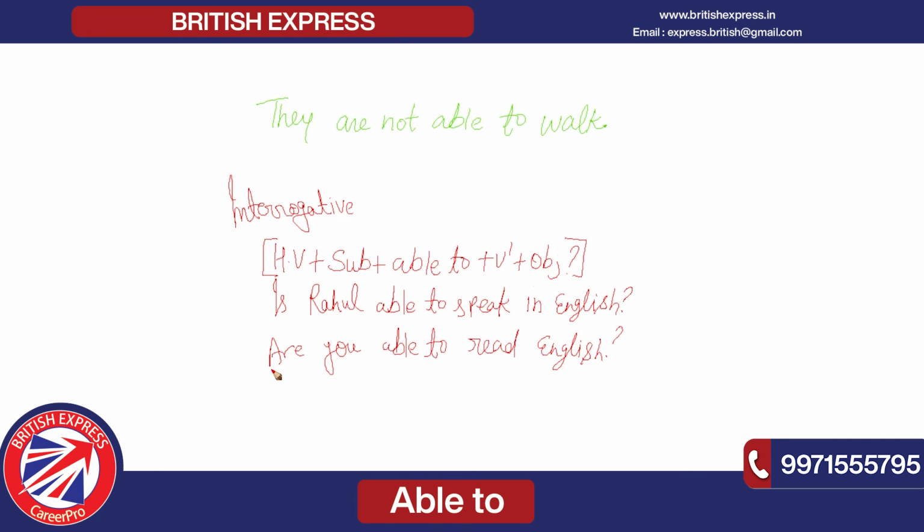Let's talk about the practice. How can we practice? We can practice with a single verb, and prepare three sentences: affirmative, negative and interrogative. Like, they are able to do this. They are not able to do this. Are they able to do this? She is able to cook food. She is not able to cook food. Is she able to cook food? In the same way, we have to practice. We can ask about others' abilities if we want.